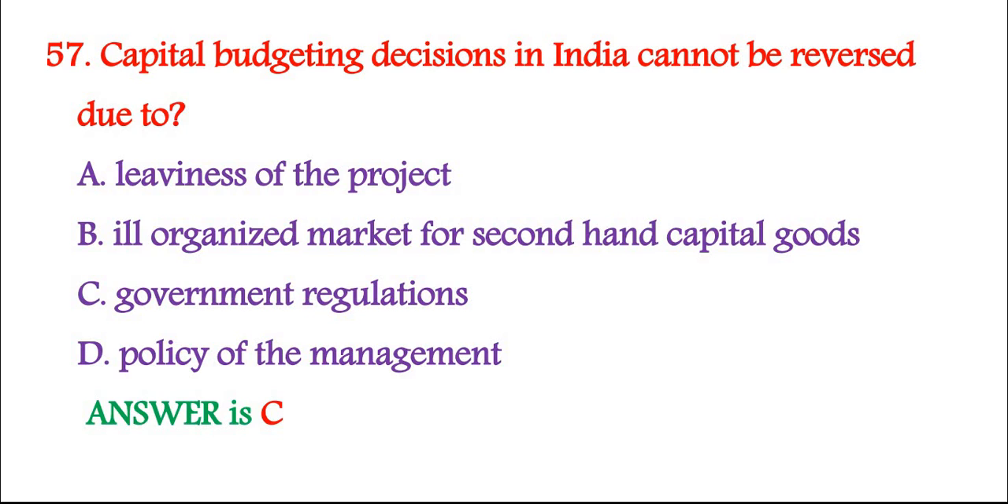57. Capital budgeting decisions in India cannot be reversed due to A. Heaviness of the project, B. Ill-organized market for second-hand capital goods, C. Government regulations, D. Policy of the management. Answer is C.